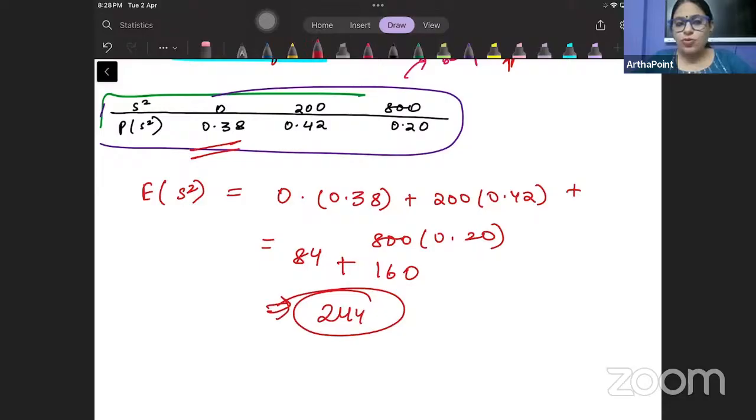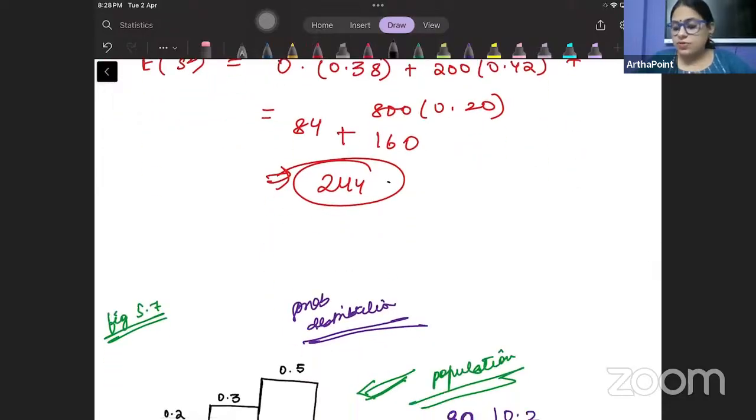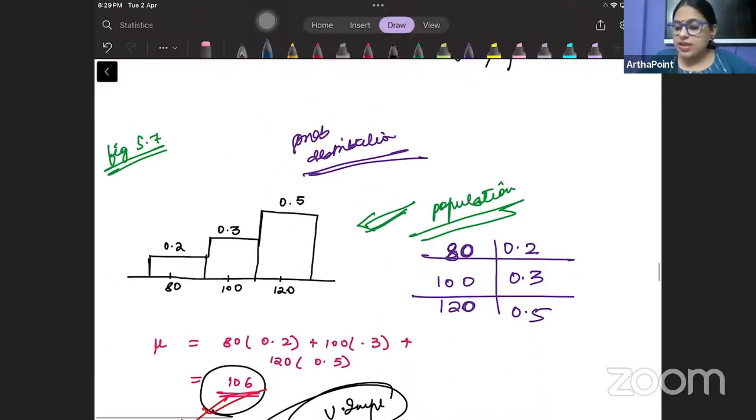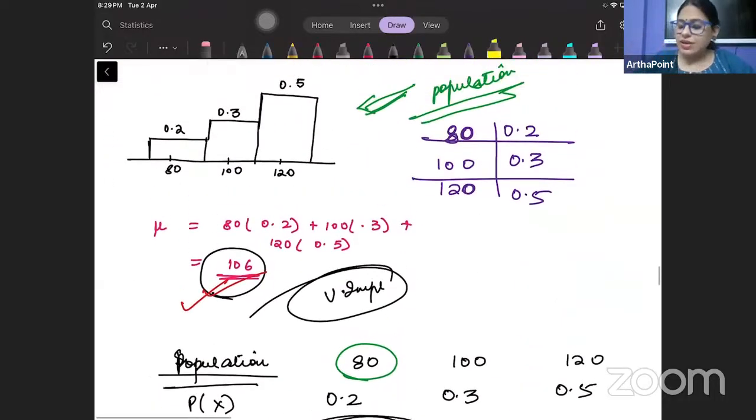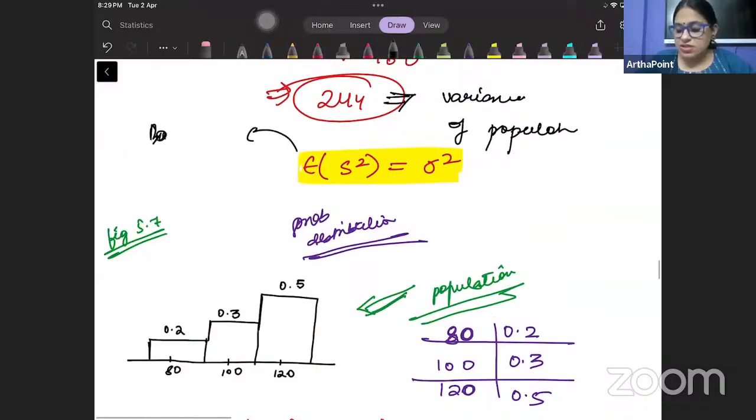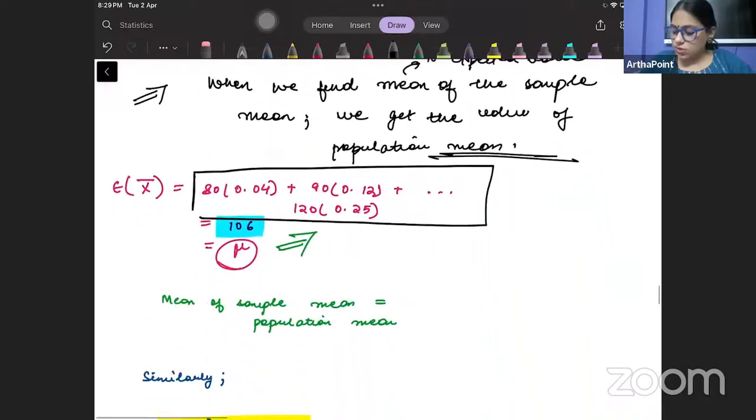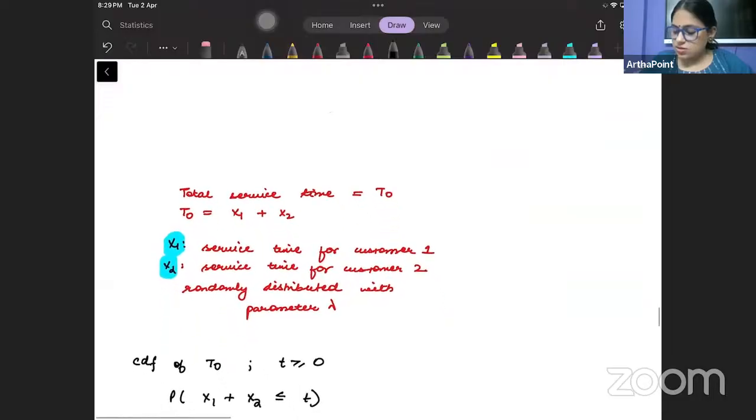और ये क्या था 244? This 244 was nothing but it was actually the variance of the population. So अब हमने यहाँ से ये भी prove कर दिया है that the expected value of the variance of the sample will be equal to the variance of the population. Again, beta, ये question back exercise में it is given to you and all of you will go ahead and try that question. ठीक है? Okay. So we have done this. ठीक है बेटा.